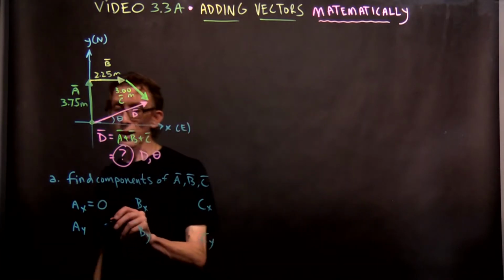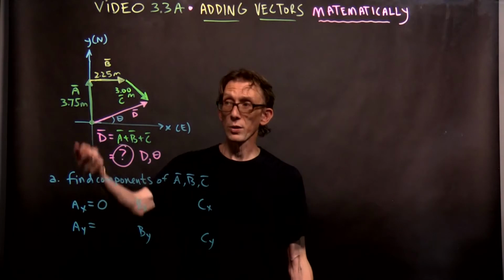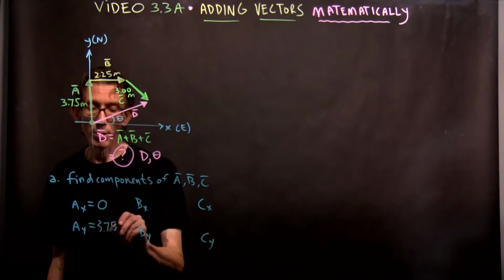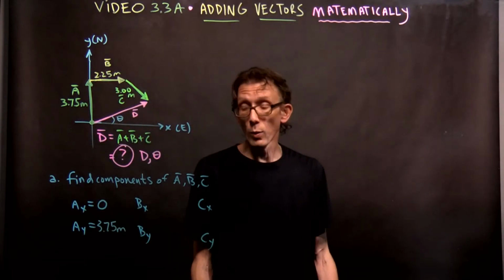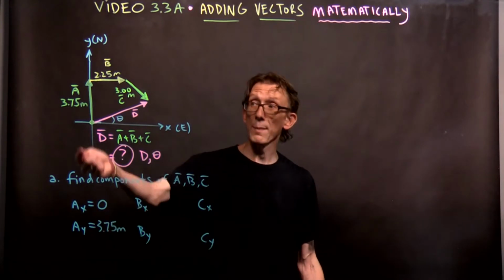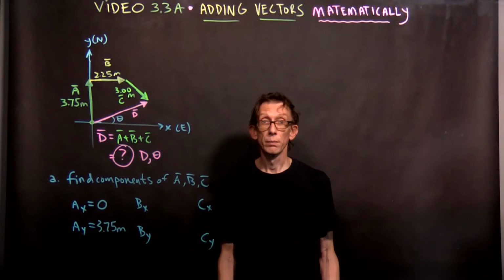Now, how far does the vector A go in the y direction? Well, it goes 3.75 meters. So that is the y component. It happens that this vector lies entirely in the y direction, so the y component is the same as the magnitude of the vector itself, 3.75 meters.